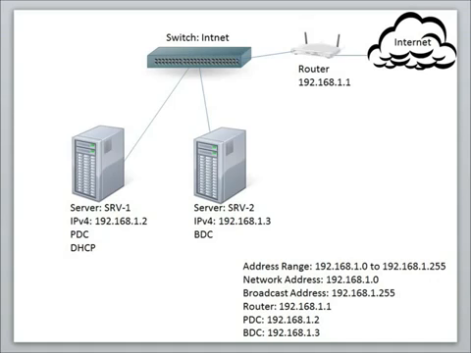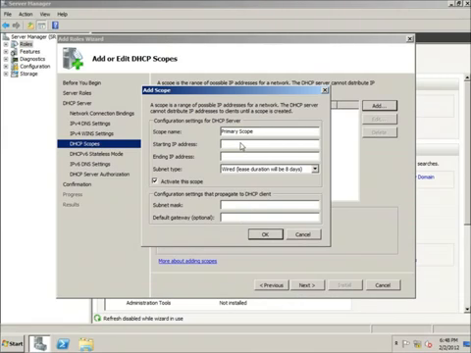So let's go ahead and go back to that. And for our starting IP address, we'll go ahead and start 192.168.1.50. And that gives us basically 1 through 49 to use for static IP addresses. And so we're going to go ahead and end this at 192.168.1.254.